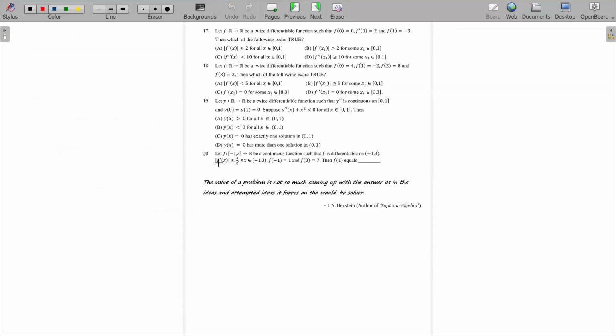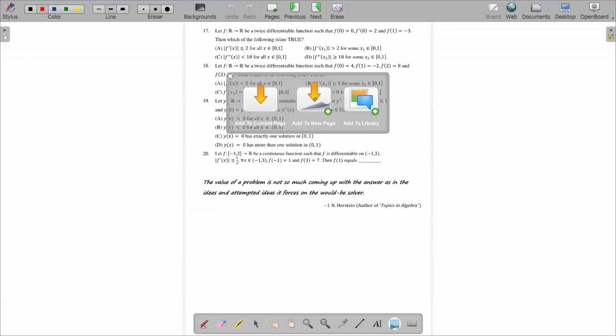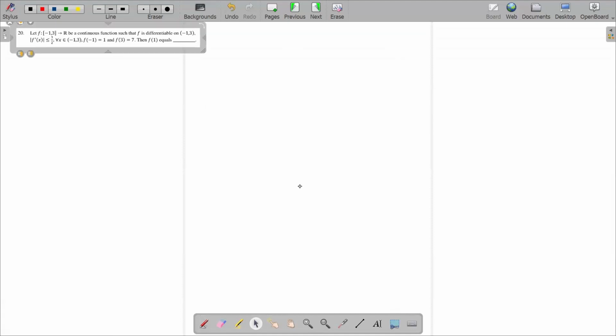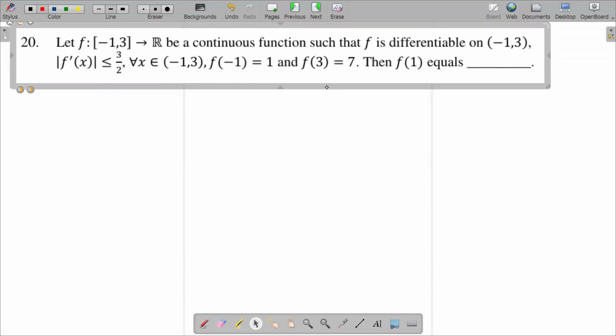I'll just look at 20. 20 is a little tricky compared to all these typical ones. So look at 20. And I have one more problem to discuss actually. Some I may have to extend.